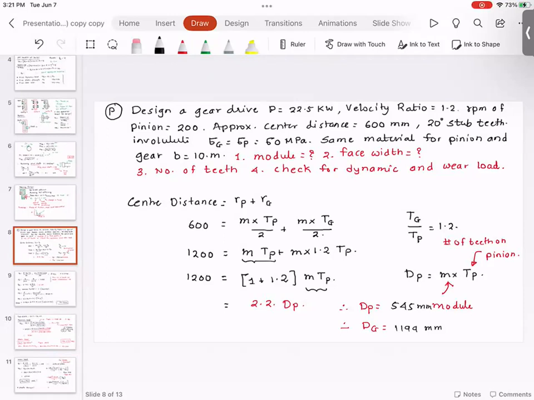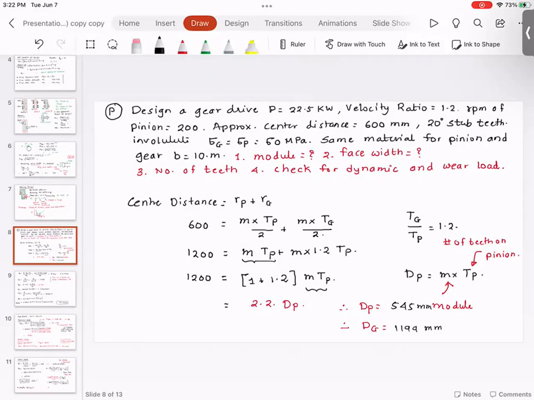For this particular gear, you have the same material, sigma G gear material, pinion material is 60 megapascals, and the face width B is 10 times the module. So that ratio is given to us, B is equal to 10 times M, and we have to find out the numerical value of module, face width, number of teeth, and check for dynamic and wear load. Good, this problem does not ask for shaft design.